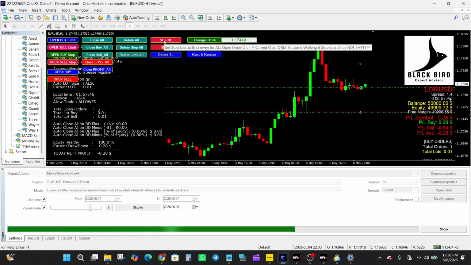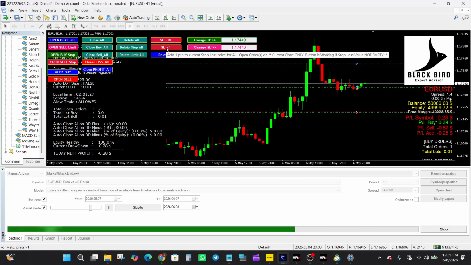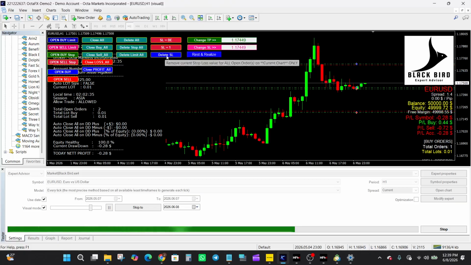Then to set stop loss to break even for all open orders. Then this add 1 pip to current stop loss price for all open orders. Then this is to delete SL. Then this to change TP. All right, you just put in the TP values here and then change the TP. Here is to change SL, and this is to reset and realize. All right, so the EA also gives some level of manual input.